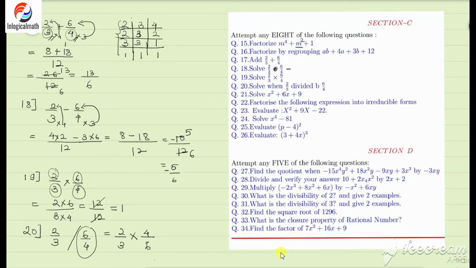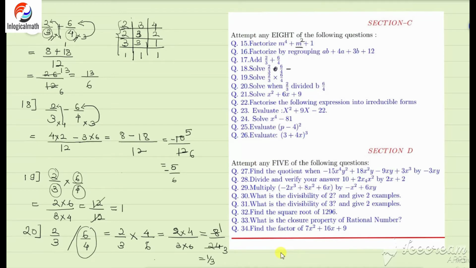Now multiplying numerator with numerator, 2 multiply 4, upon 3 multiply 6. So what is it? 8 upon 24. We know that 24 is divisible by 8. So 8 1s are 8, 8 3s are 24. So the answer is 1 upon 3. This way we are done with the question.